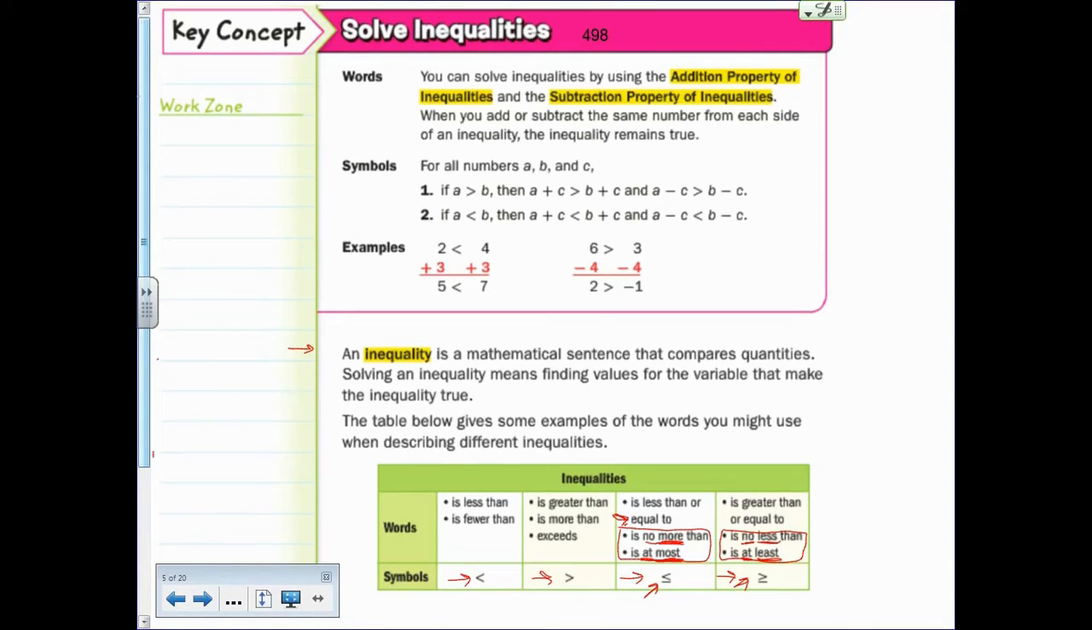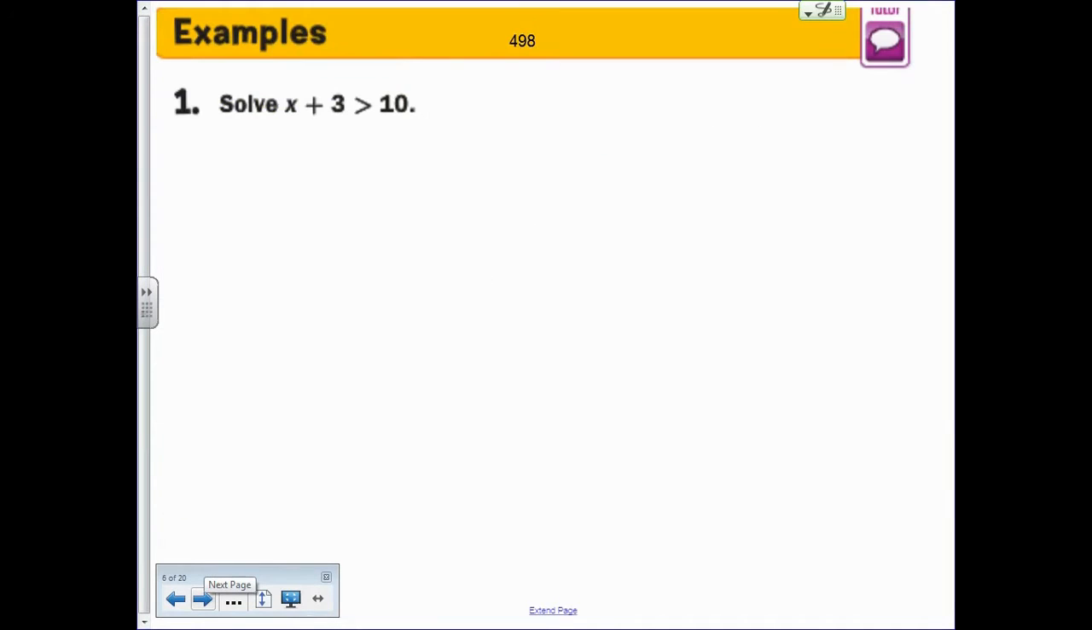Those properties said that when you add or subtract a number from both sides of an equation, the equation remains true. Well, the addition property and subtraction property of inequalities basically say the same thing. When you add or subtract the same number from each side of an inequality, the inequality remains true. So it's the same rule. In other words, when we solve inequalities, we do the exact same thing as when we solve equations. So let's take a look at the examples and see how that plays out.